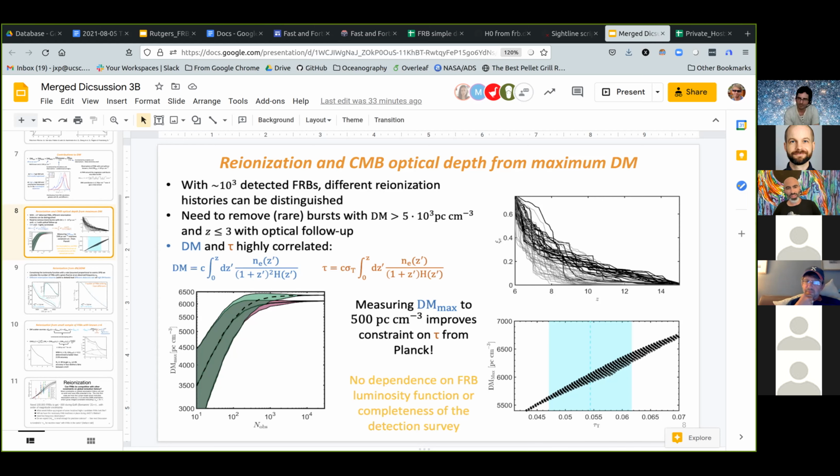An interesting example is the recent FRB from M81, whose host we know contributed a few tenths of parsec per centimeter cubed. We did some rate estimates, and we think that bursts from similar environments are a good fraction of the total number of FRBs, maybe several percent, could be up to 10%. If we look at FRBs from such galaxies, the situation really improves, because we have almost no contribution from the host galaxies, definitely once it's suppressed by 1+z.